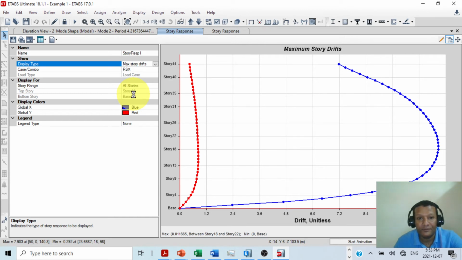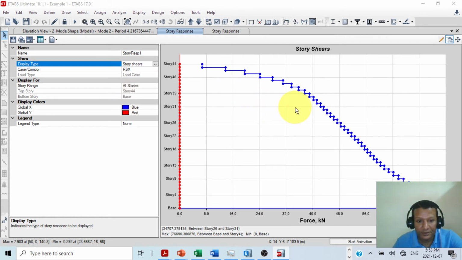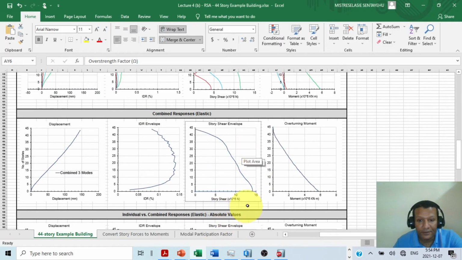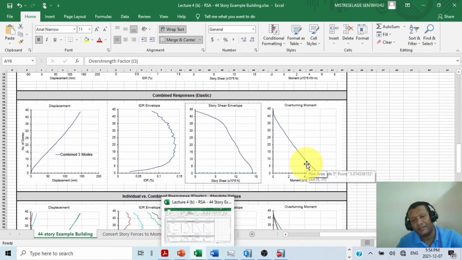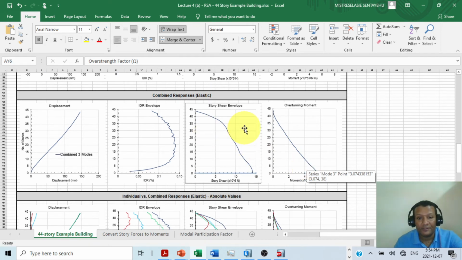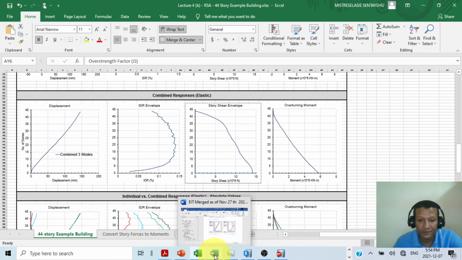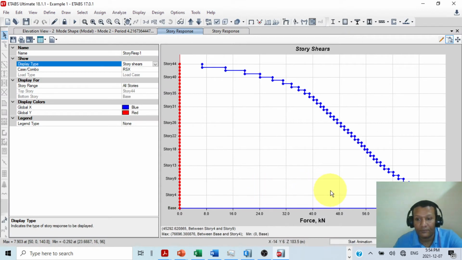It will take time, because it is a 44 story building, I think. Yeah, this is story shear. So as you can see, it's around 76. Let's go here, story shear. Yeah, so approximately it is the same, but because we are using 3 modes, ETABS will consider the higher modes also. That is the only difference.